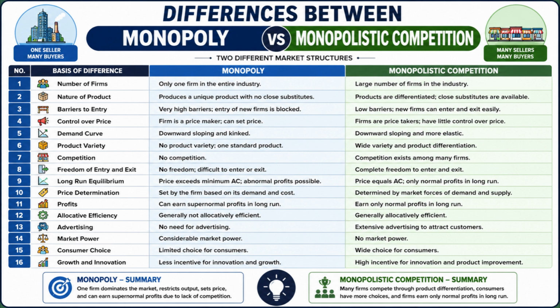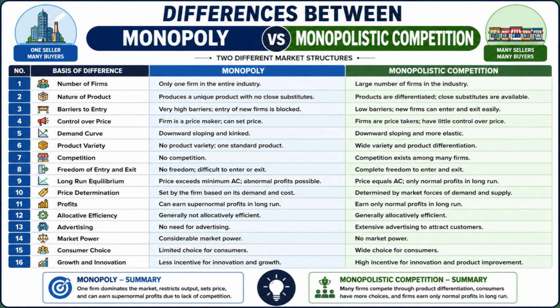A monopoly is a market structure where a single firm controls the entire market and faces no close competitors. Monopolistic competition is a market structure where many firms compete by offering differentiated products that are similar but not identical. Now, let us explore the major differences between monopoly and monopolistic competition.